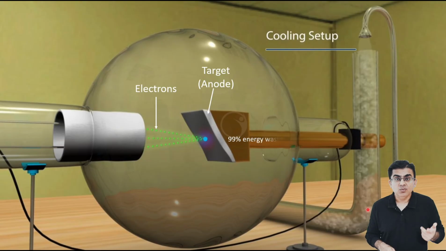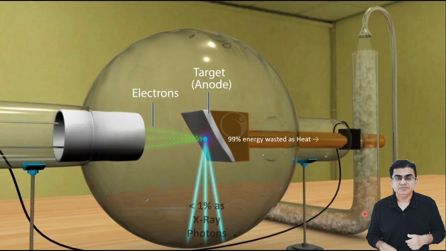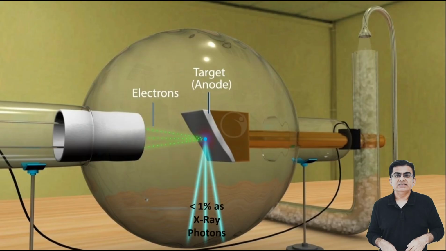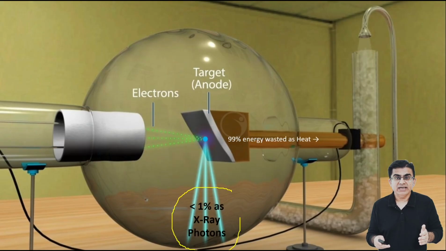What about the remaining 1% of energy released? What happens to it? It is only this tiny 1% fraction of energy that is successfully converted into X-ray photons.